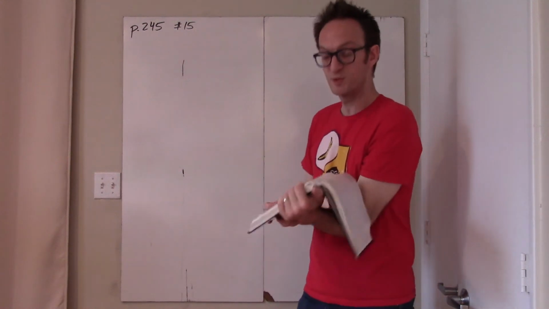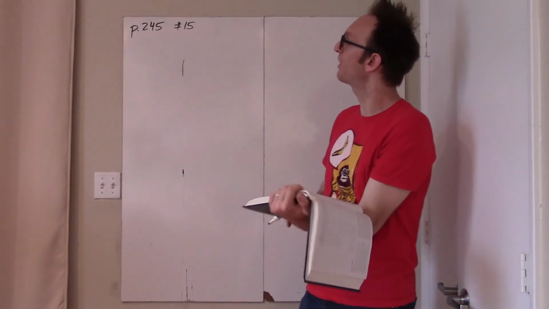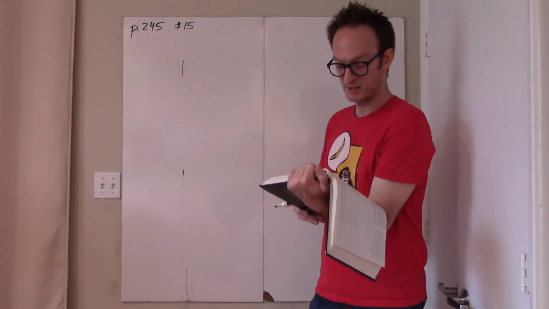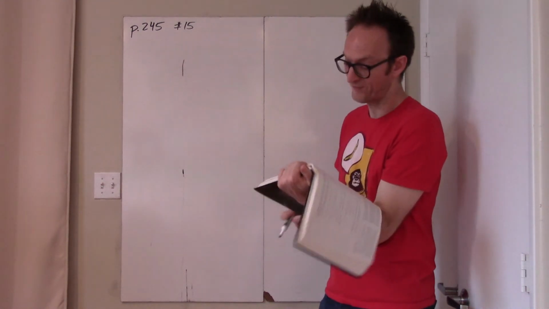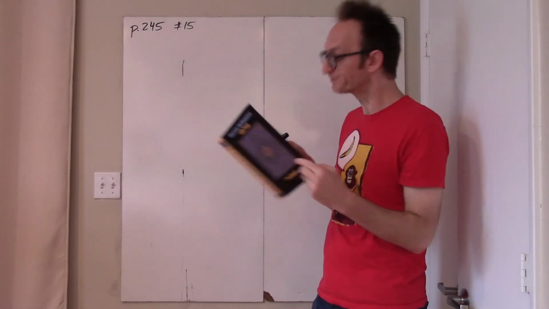Okay, so let's do this in a formal, methodical way. This is one of the homework problems. This is number 15 on page 245 of Discrete Math with Proof by Eric Gossett.